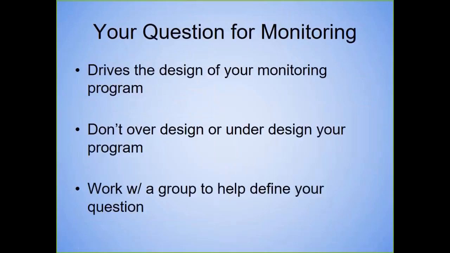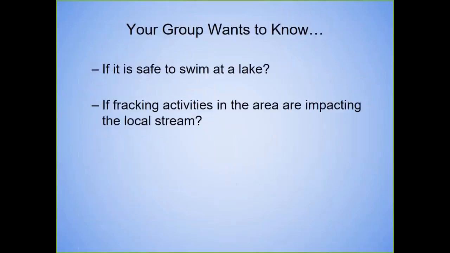Because if you're most concerned about getting a water body listed as a high quality water, are you going to give an index card with an infographic on it that says this water is high quality, like hashtag high quality water Sunnybrook? Or are you going to actually give some different type of information product? You're going to give a different type of information product. So your group wants to know, is it safe to swim at a lake? Or if fracking and the activities in the area are impacting your local stream?